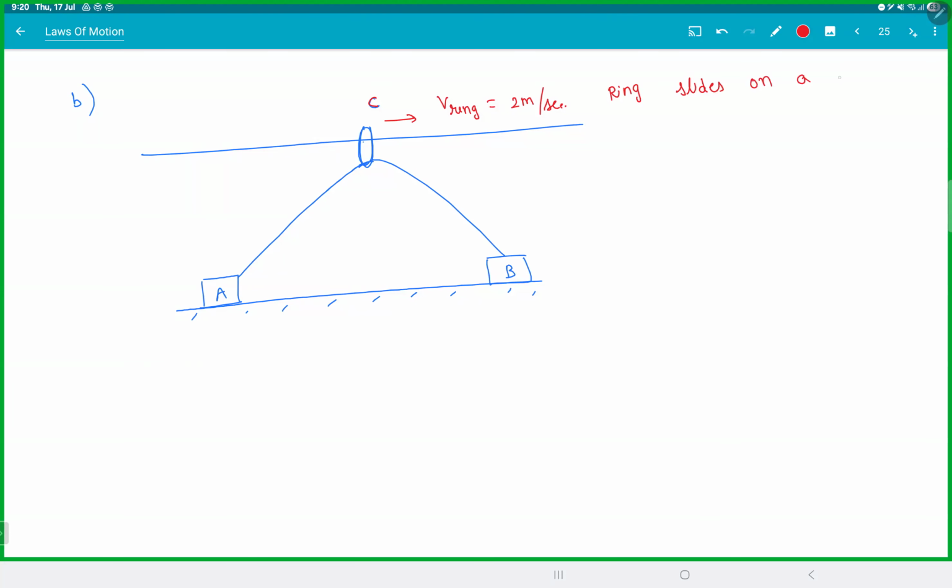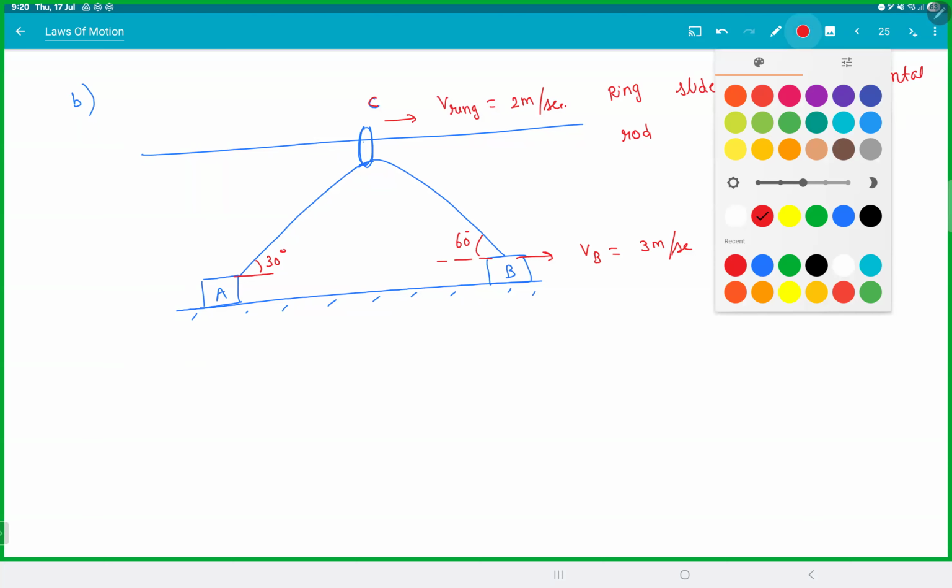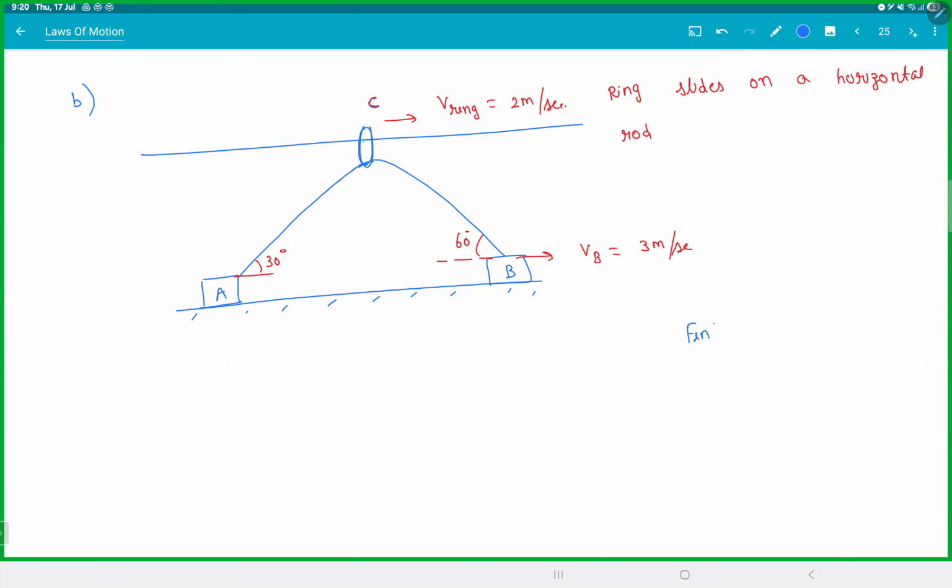A ring slides on a horizontal rod. VB here is going with 3 meters per second. This angle is 60 degrees and this angle is 30 degrees. Find VA. You're getting how this is? So this string here is going through the ring here.